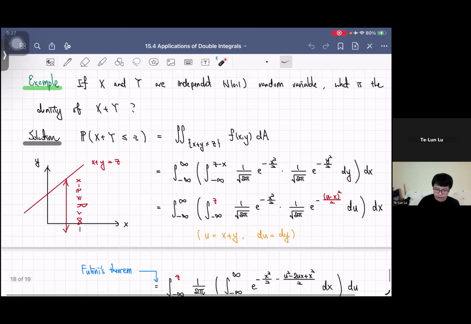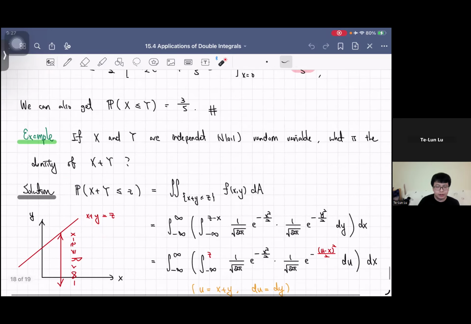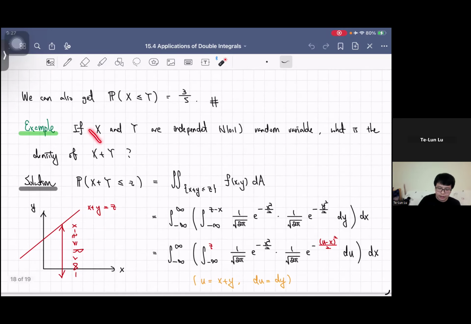So we see that this is a very miraculous consequence. When x and y are independent normal random variables with mean 0 and variance 1, then their sum will be another normal random variable with mean 0 and variance 2.